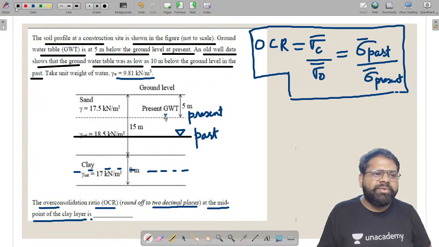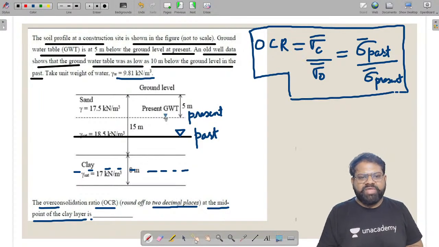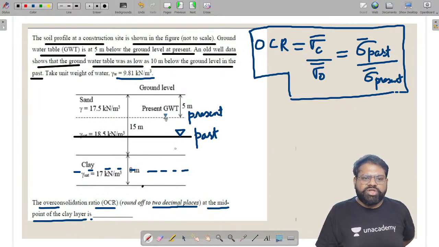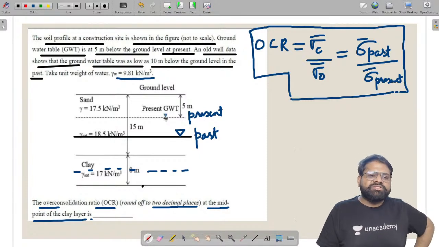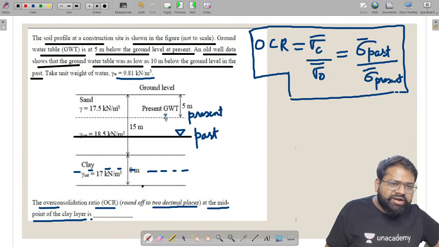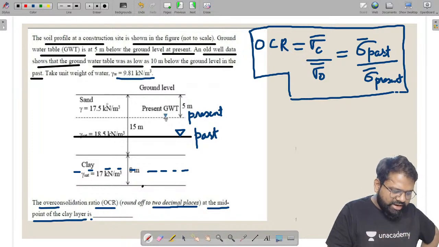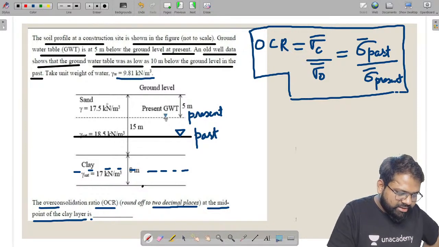So first, if we talk about the past, when the water table is at 10 meter below the ground level, it means the soil above this water table, the sand above this water table, was 100% partially saturated.